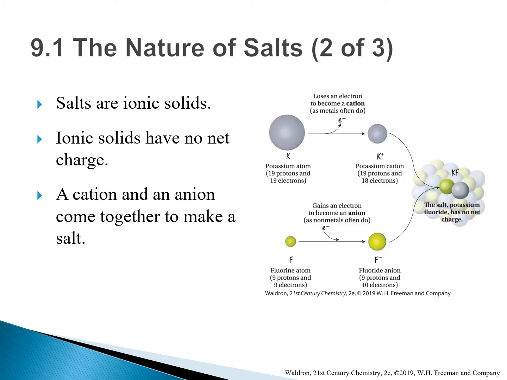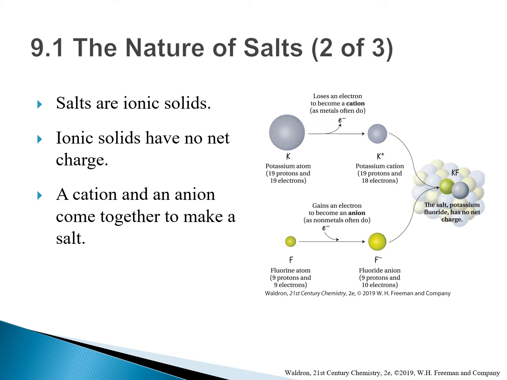When the average person thinks about salt, what usually comes to mind is table salt, sodium chloride. In the eyes of chemists, salts are broadly defined as ionic solids. A salt is formed when a cation from the left side of the periodic table combines with an anion from the right side of the table with no net charge.